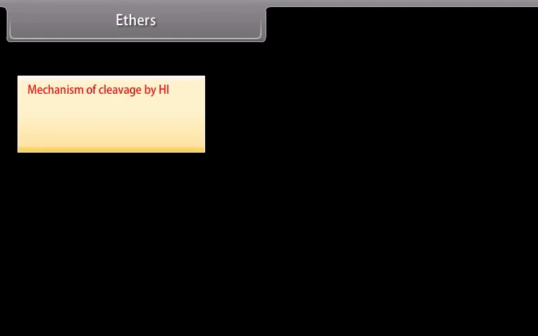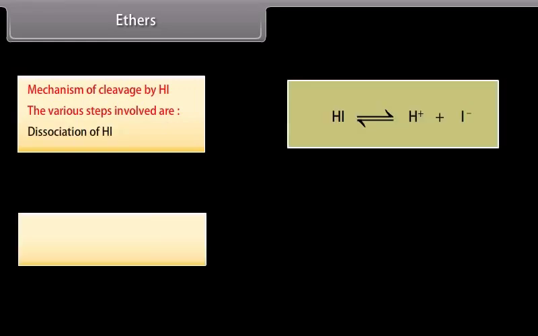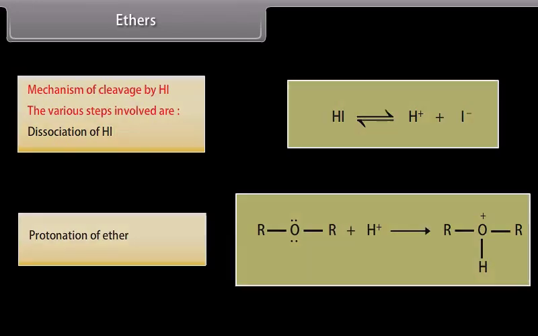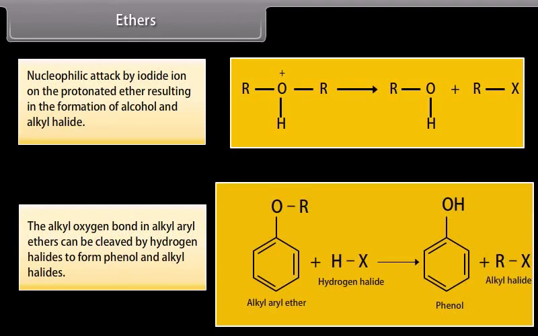Mechanism of cleavage by HI. The various steps involved are dissociation of HI, protonation of ether, and nucleophilic attack by iodide ion on the protonated ether, resulting in the formation of alcohol and alkyl halide. The alkyl oxygen bond in alkyl aryl ethers can be cleaved by hydrogen halides to form phenol and alkyl halides.